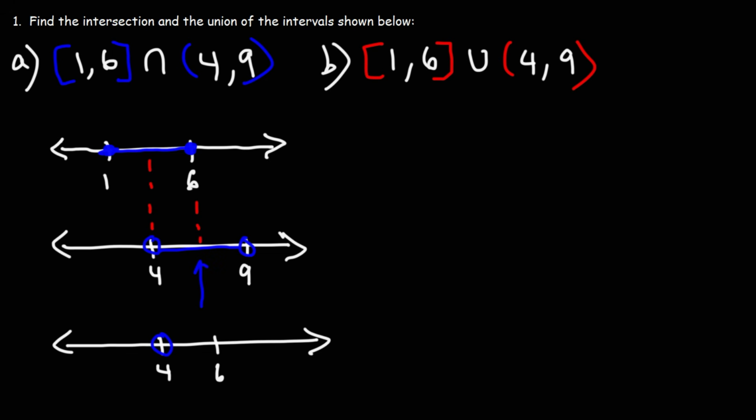Now 6 is included in both intervals. We could find a 6 here and we could find a 6 there. So we're going to have a closed circle at 6. So the answer is going to be 4 to 6. We're going to have a parenthesis at 4 and a bracket at 6.